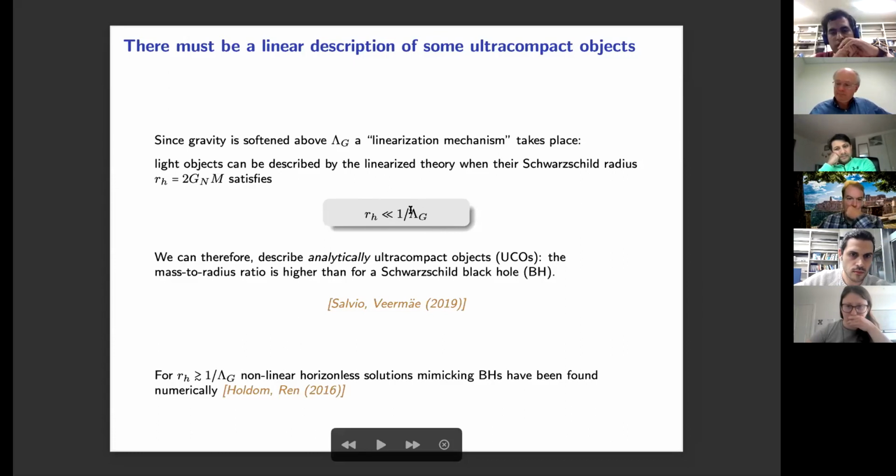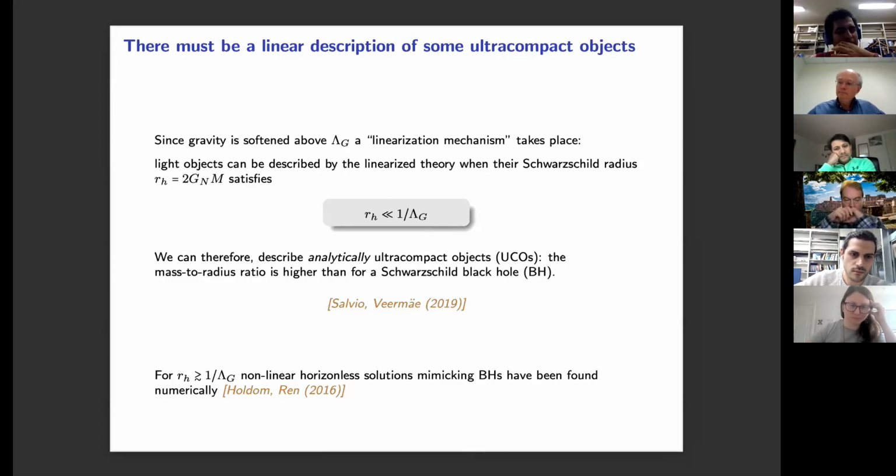So take into account that this lambda g is typically of order 10 to the 10, 10 to the 11 GeV. So these are really microscopic. And what I expect is that the theory does not really have objects with horizons, even at the macroscopic level, but I cannot prove this. Maybe there are, but I expect that horizons do not form.